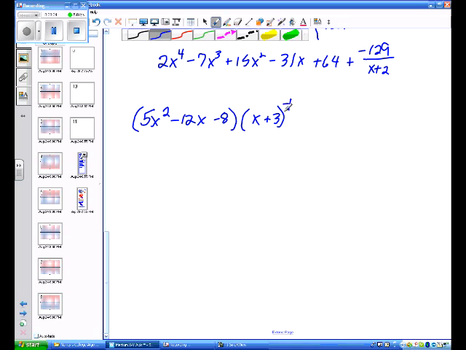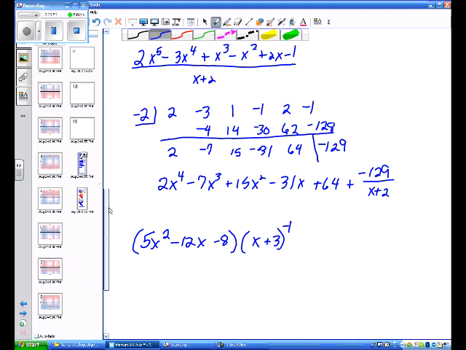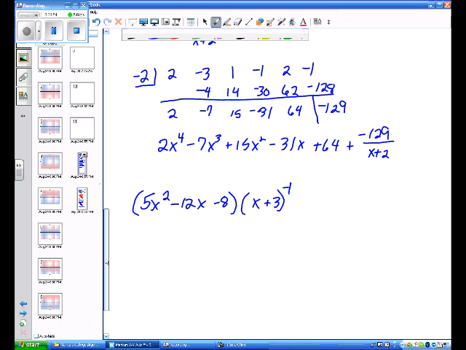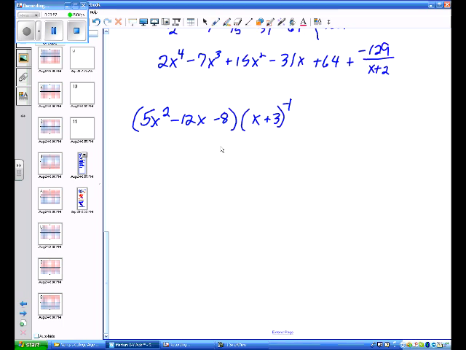Well, remember that when we have an exponent of -1, it just means the reciprocal. So this is just another way of saying that we're going to divide it by x plus 3. If we wrote this with a positive exponent, then that x plus 3 would go down into the denominator, and it would look just like this problem. So that's just another way to write that we're going to be dividing it.